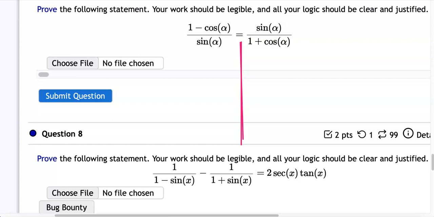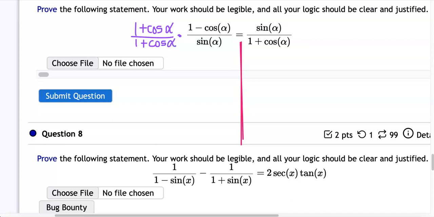If we know we want to have a 1 plus cosine alpha in the denominator on the right hand side, then on the left hand side we're going to want to go ahead and multiply by the very thing that we want to have in the denominator. So we want a 1 plus cosine alpha over 1 plus cosine alpha. So multiply by what you want and then see if you can make it work.